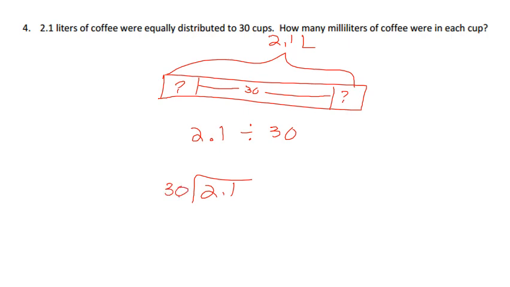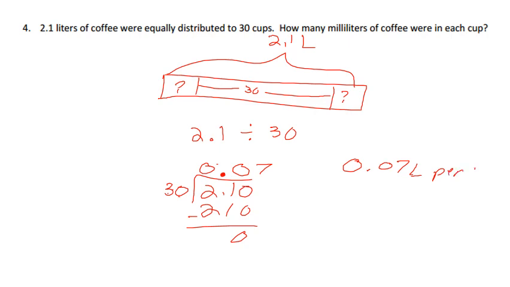So 2.1 divided by 30. 30 cannot go into 2, and I'm going to put my decimal place in here first. 30 cannot go into 21, so I'm going to put a 0 in there. 30 goes into 210. And if I'm just looking at my basic facts, I know 21 divided by 3 would be 7. So 210 divided by 30 should be 7 also. And 7 times 30 would be 210, remainder 0. So we're saying this is 0.07 liters per cup.